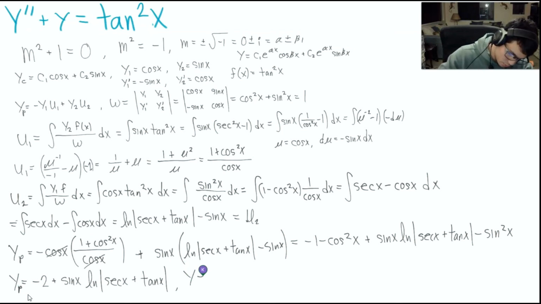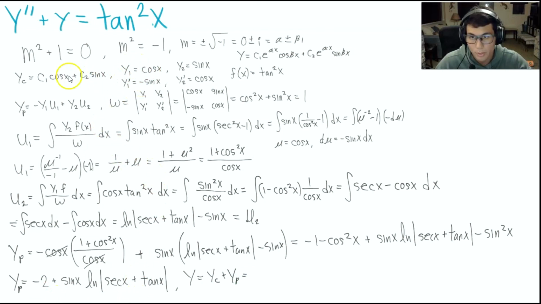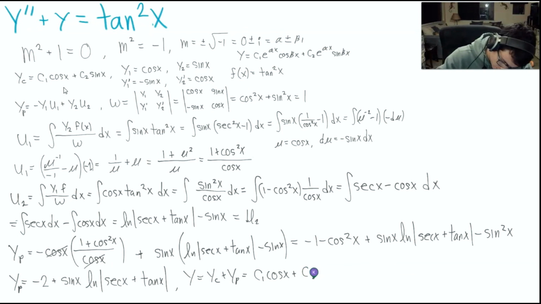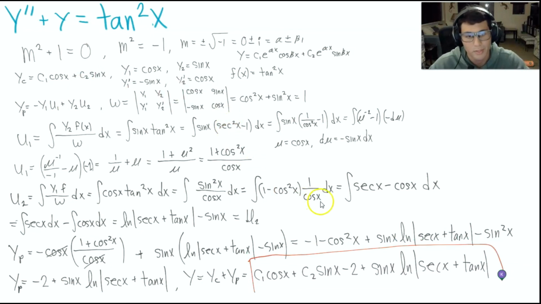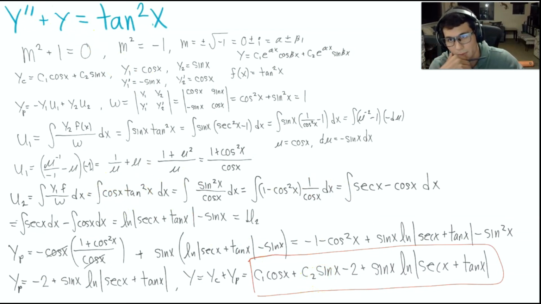Now y, the actual solution, right, is yc plus yp. Where is yc? yc is right here, so it's c1 cosine x plus c2 sine x minus 2 plus sine x ln secant x plus tangent x. Okay, there we go. All of that for all of this. So it's kind of nice. Sometimes it's funny when you get a really small answer after a lot of work, but I guess we get an appropriate answer after all the work.